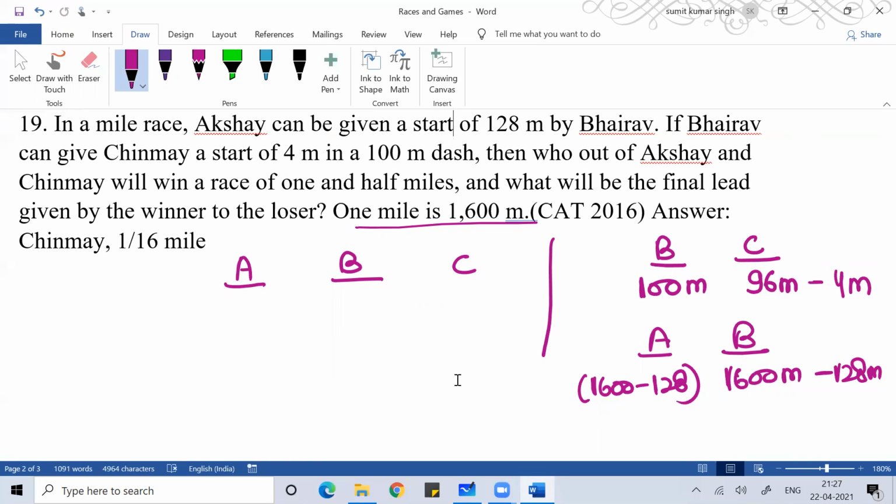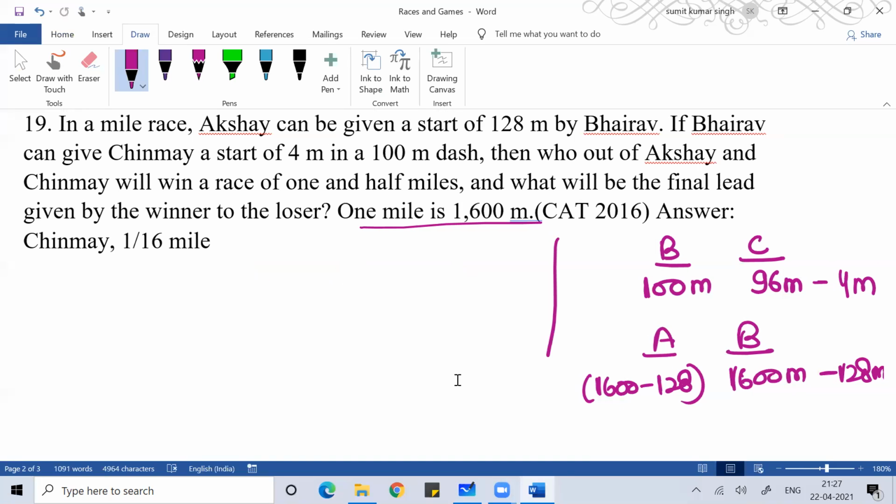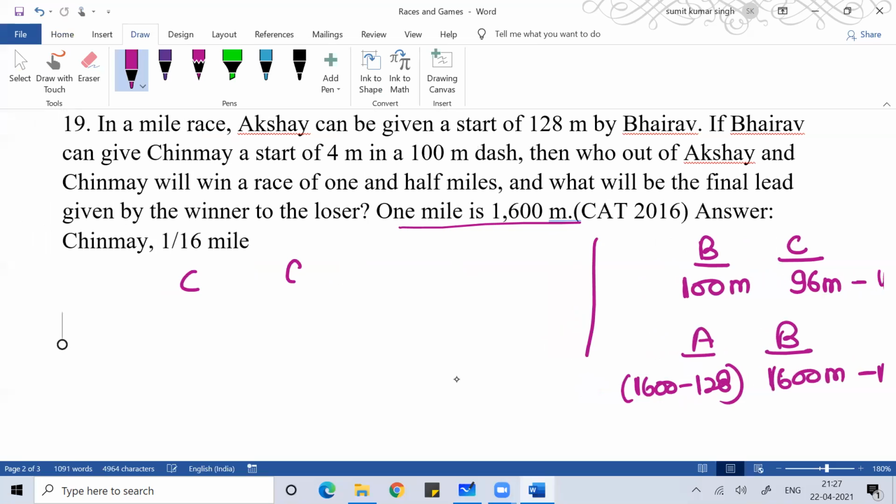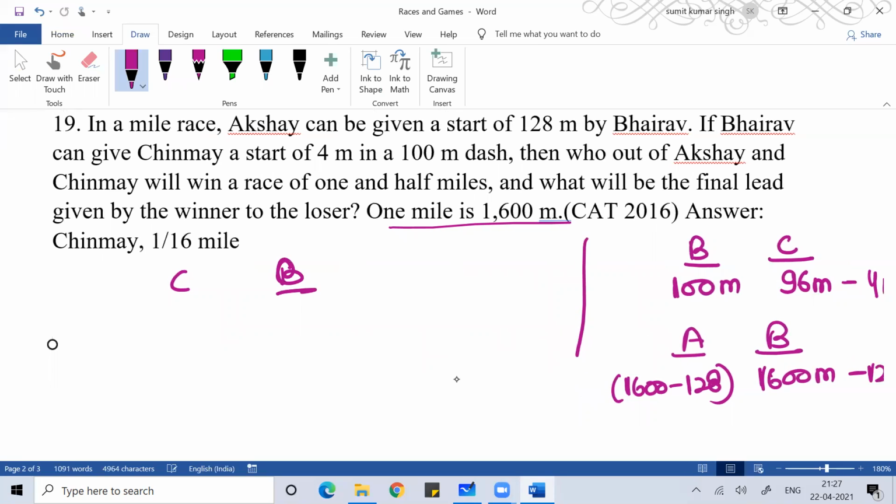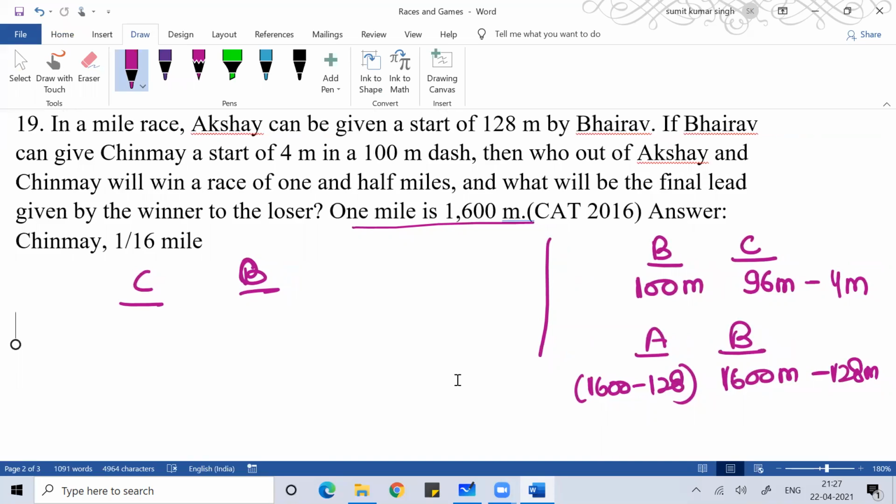In 100 meter, when you talk about Bhairav and Chinmay, Bhairav has given 4 meter lead, 4 meter start to Chinmay. So in 1600 meter, Bhairav will give how much? 16 fours, 64 meter start to Chinmay.